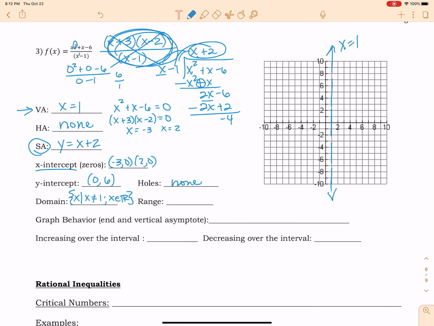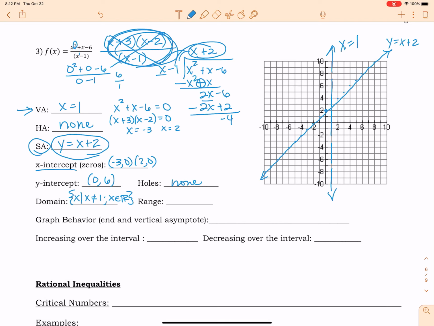When I graph my slant asymptote, you have to notice that this is in slope-intercept form. So the intercept goes through positive 2. The slope is 1. So it's going to look just like that. Hopefully I can draw that nice and straight. We'll see. Oh, not bad. I've done worse.